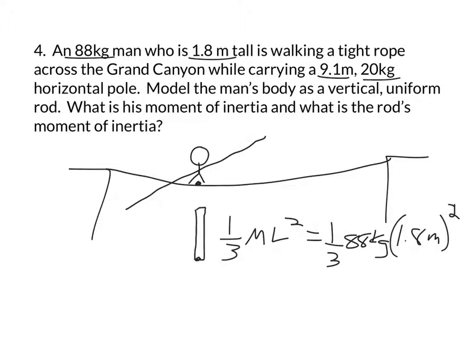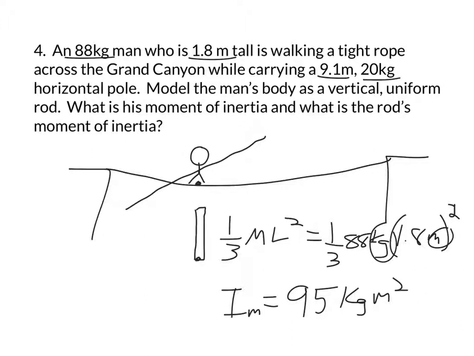So put that in. 1/3 times 88 times 1.8 times 1.8. My calculator says that he has a moment of inertia of 95 kilogram meter squared. That's his I, the I of the man.